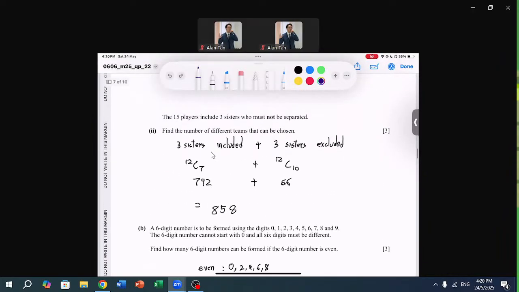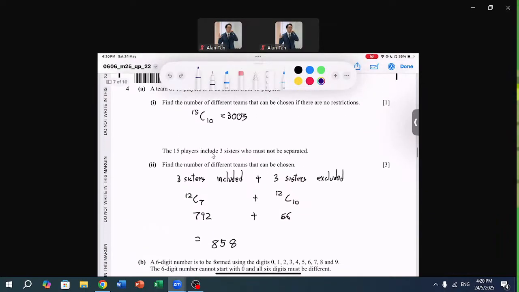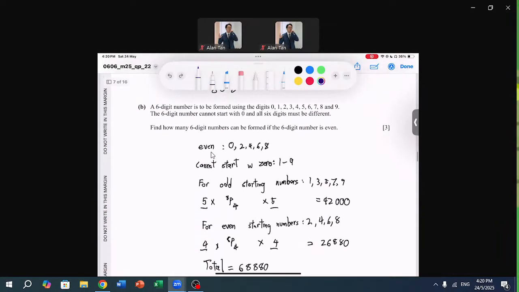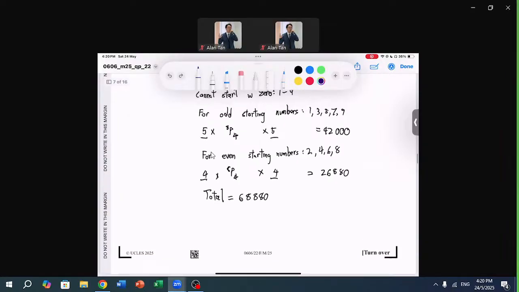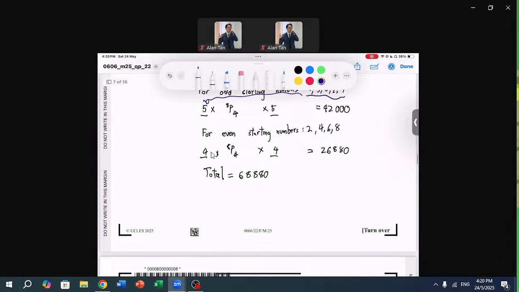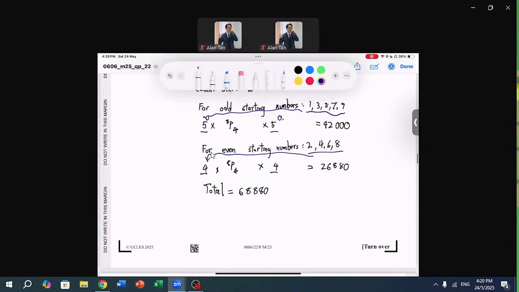Okay. Three sisters. 1, 3, 5, 7, 9 applies to here. 2, 4, 6 applies to here. Here you have 0, 2, 4, 6, 8. Since you already used 1 here, you have 0 plus the other 3. 3 of 2, 4, 6. 3 of 2, 4, 6.